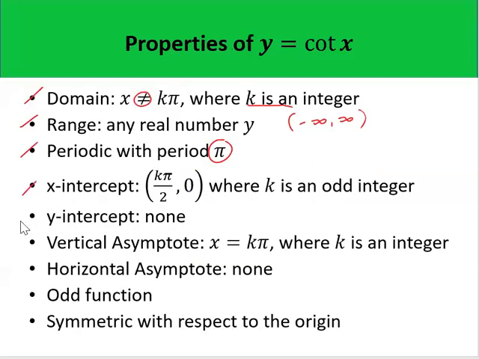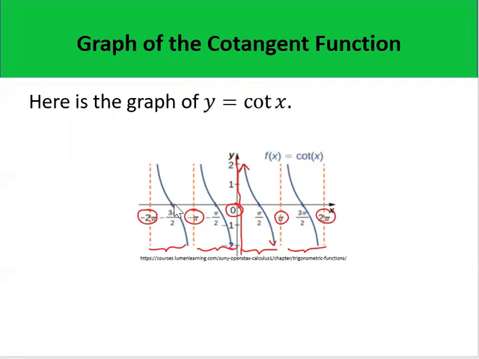Now for the x-intercept and y-intercept, the x-intercept happens at k pi over 2, comma 0, where k is an odd integer. So which means that this one is an x-intercept. It happens at negative 3 pi over 2. It happens at negative pi over 2. It happens at pi over 2. It happens at 3 pi over 2, and so on and so forth.